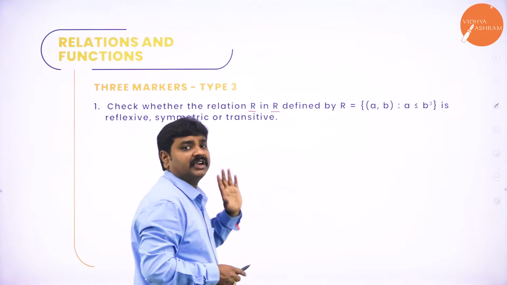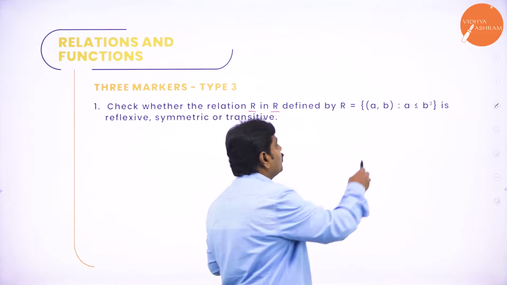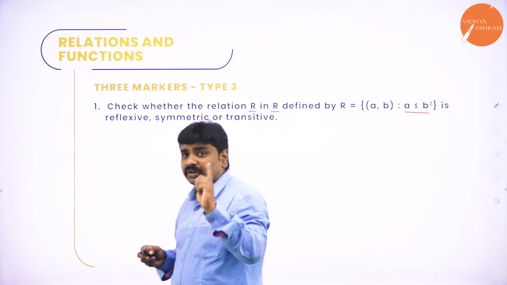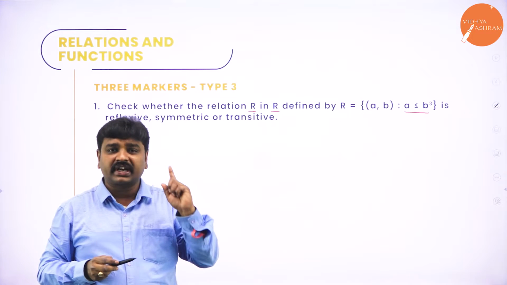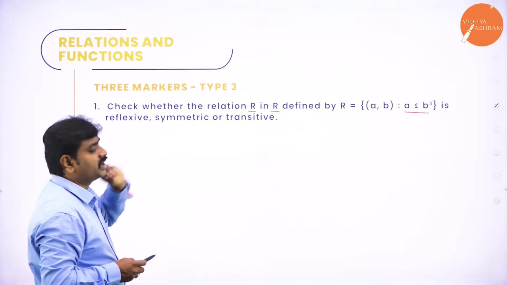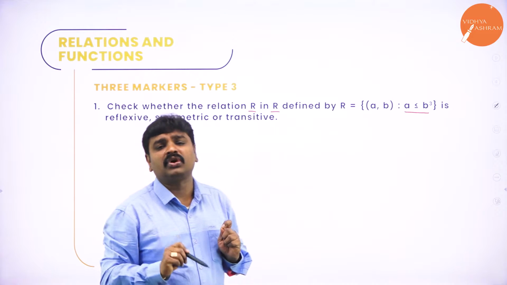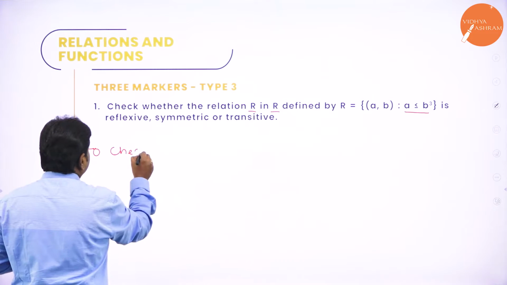What is the relation given? A comma B such that A less than or equal to B cube. They told first element should be less than or equal to second element cube. Then it belongs to the relation. What is the relation? AB such that A less than or equal to B cube. So now first we'll check reflexive.